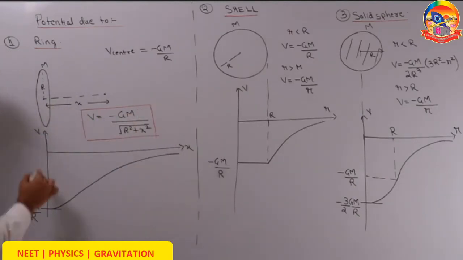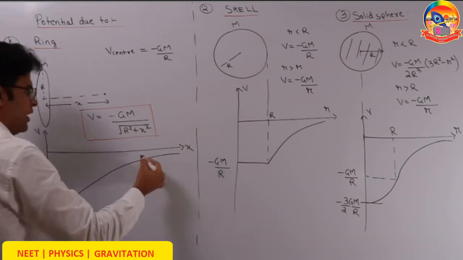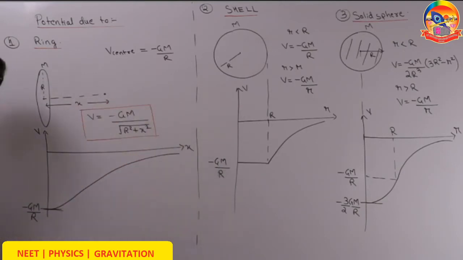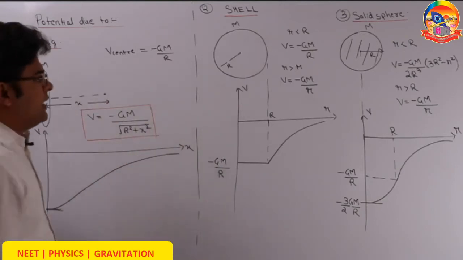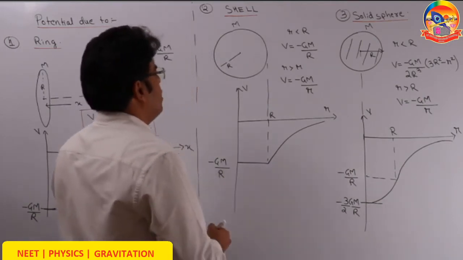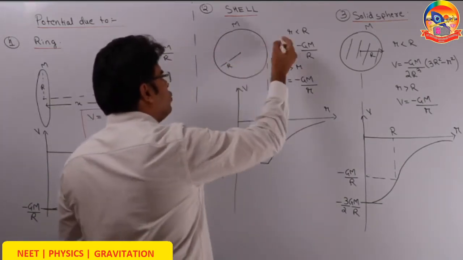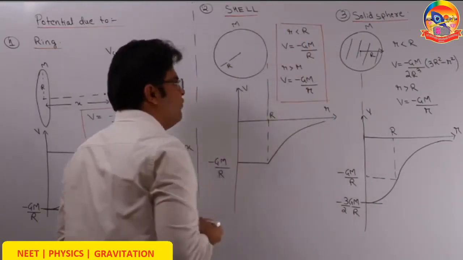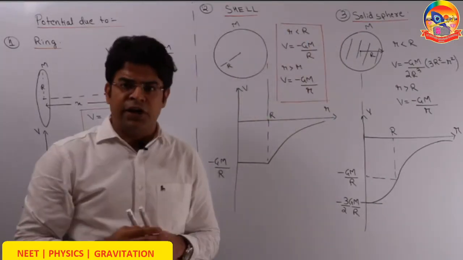So when we draw the potential versus distance graph, the potential at the center is minus GM by r, and as the value of x keeps on increasing, the potential keeps on decreasing in magnitude. Next thing, if we have a shell, how do we write potential? For a shell, we have got two types of cases: distance from the center less than radius, and distance from the center greater than radius.